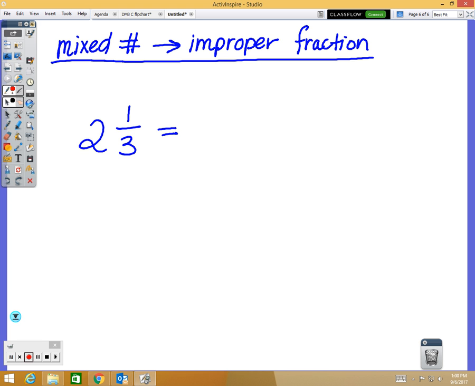Very good. So you need to start down here. You're working clockwise, okay? So you're going this way like a clock. You're going to go 3 times 2 equals 6. And then add on your numerator. 6 plus 1 is 7. What happens with your bottom number? Stays the same.